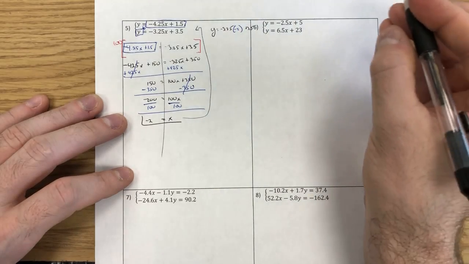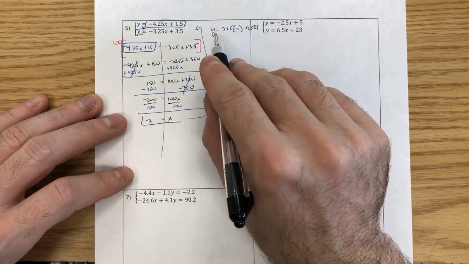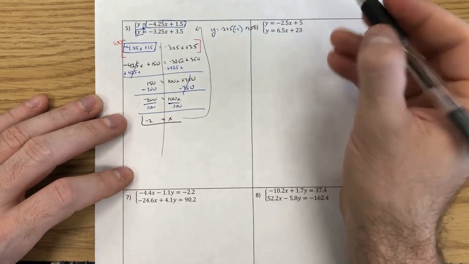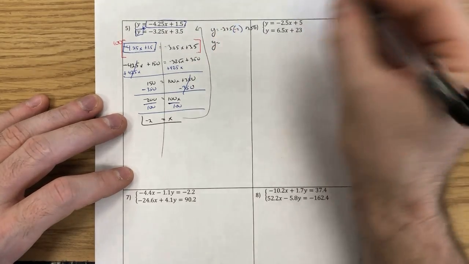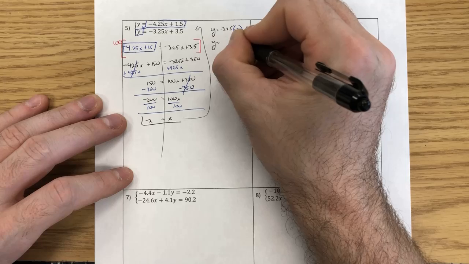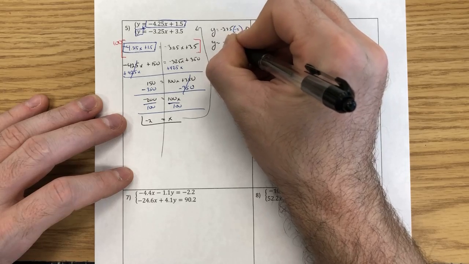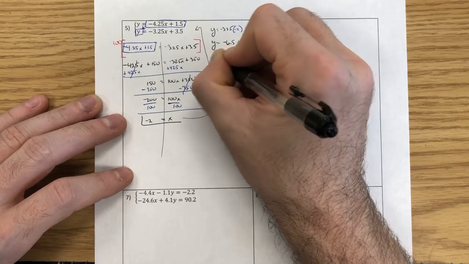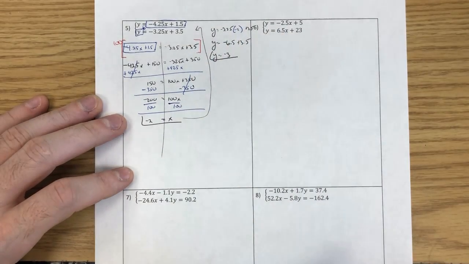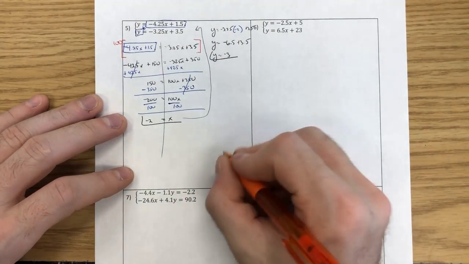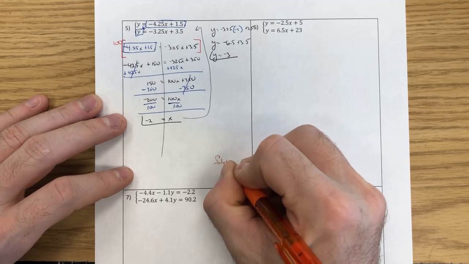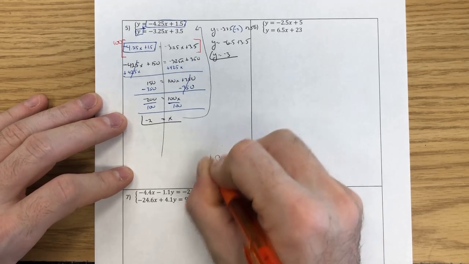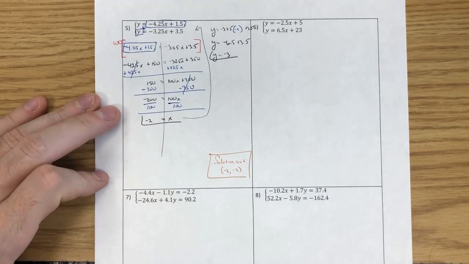plus 3.5. Now again, I could get rid of these decimals just like we did over here, but because these are nice rounded numbers, I'm just going to go ahead and work with it. Negative 6.5 plus 3.5. Boom. So we have a solution at negative 2, comma negative 3. Awesome.